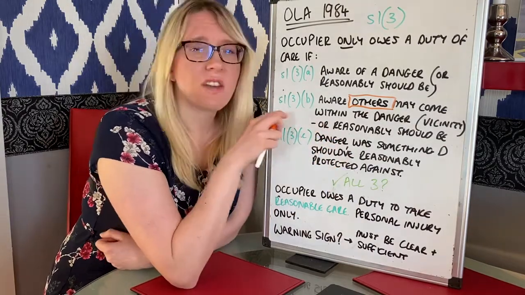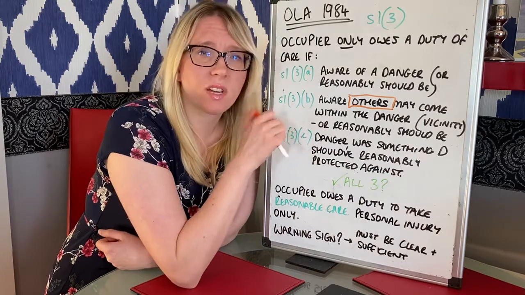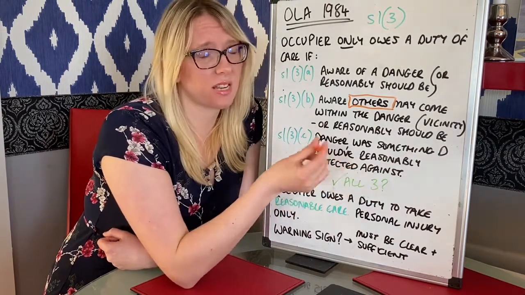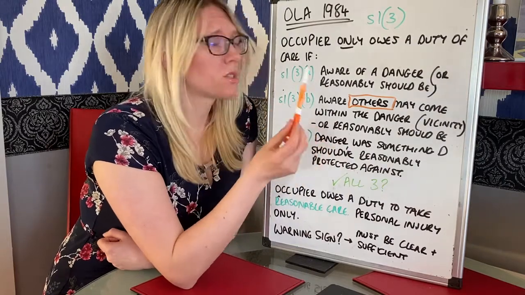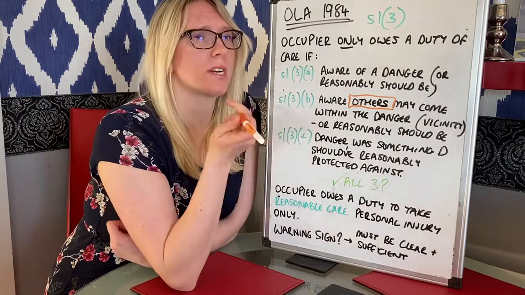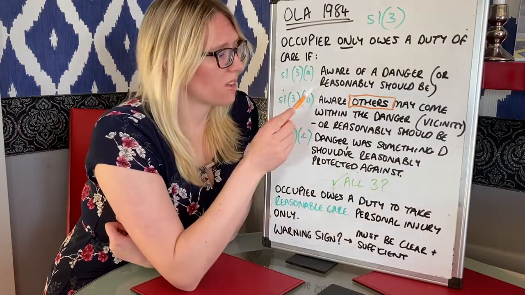Finally, should they have protected against it? Well, it's not difficult, it's not expensive to fix a fence, and actually they have a statutory duty to do it anyway. So tick, tick, tick, they owed the kid a duty of care even though he was a trespasser. Basically, you've brought it on yourself.